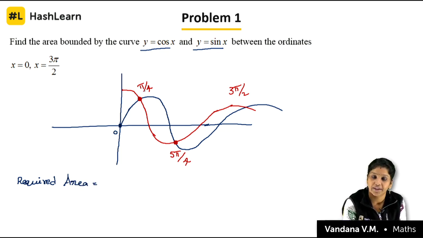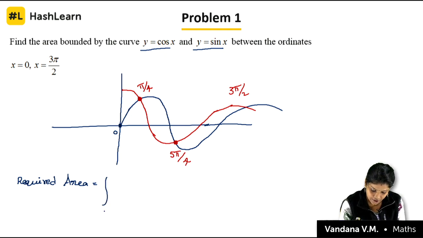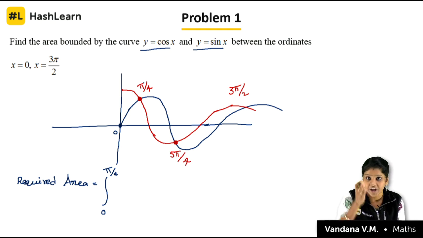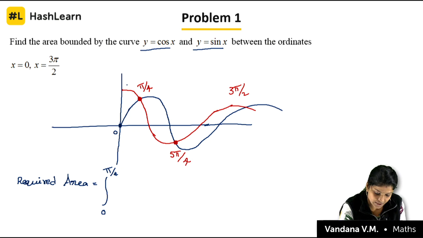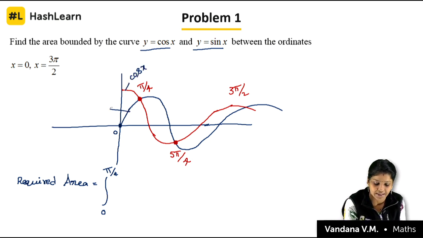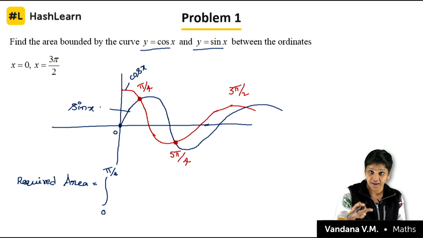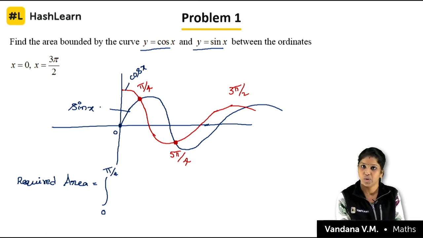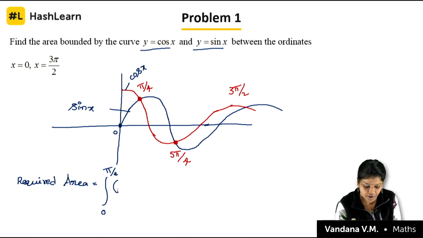First, from where to where is it? From integral 0 to pi by 4. So from the first part of the graph, the red line is up. The red line is the graph for cos x, the blue line is the graph for sin x. So usually how do I find the area? Upper graph minus lower graph. So what is the upper graph over here? That is cos x minus sin x.